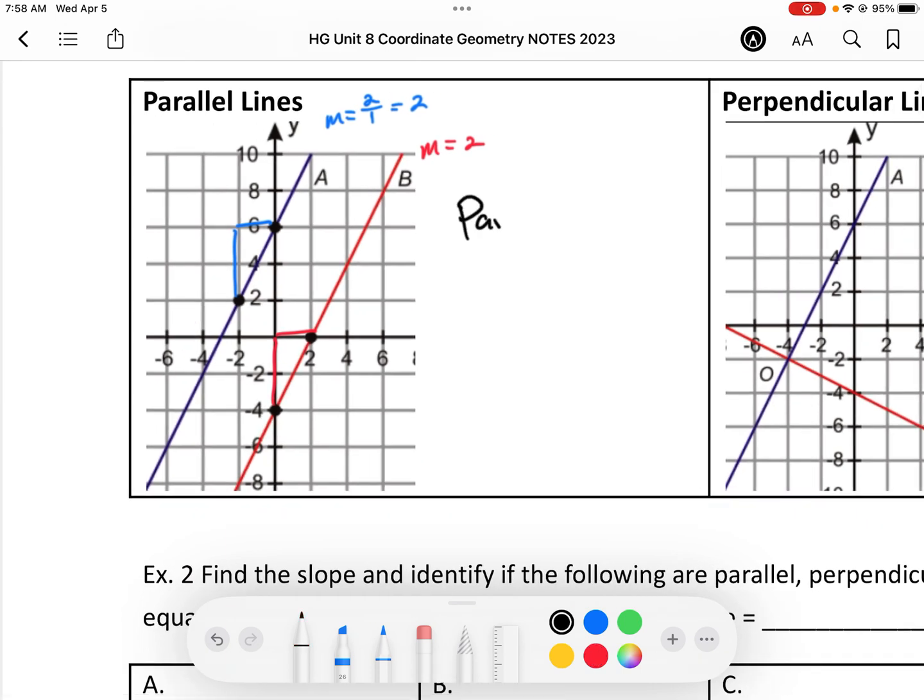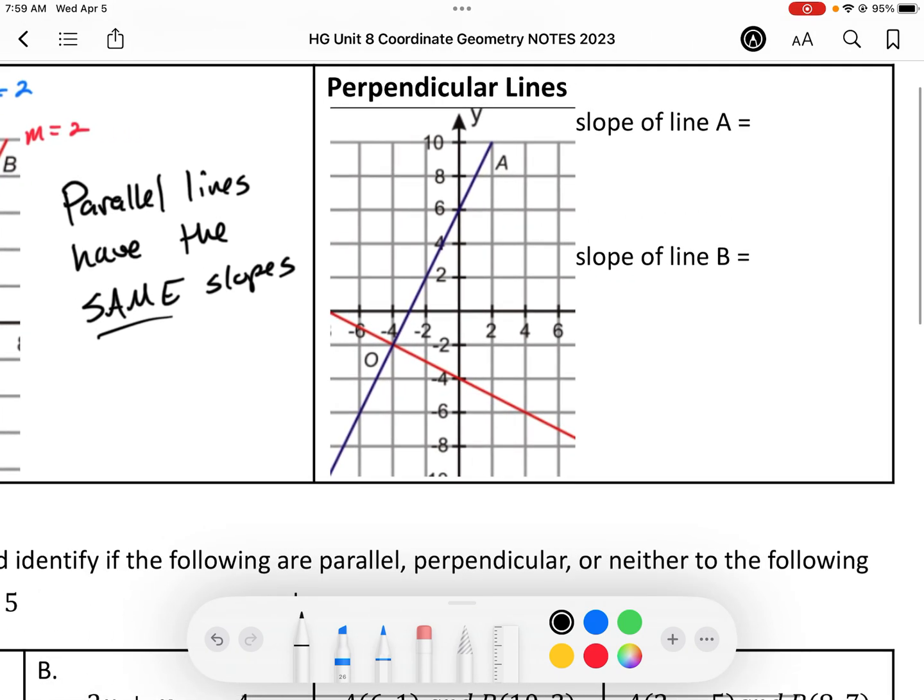So this is what I want you to write down. Parallel lines have the same slopes or equal slopes. That means they will never intersect because as one rises and runs a certain amount, the other rises and runs the same amount. They're following the same pattern.